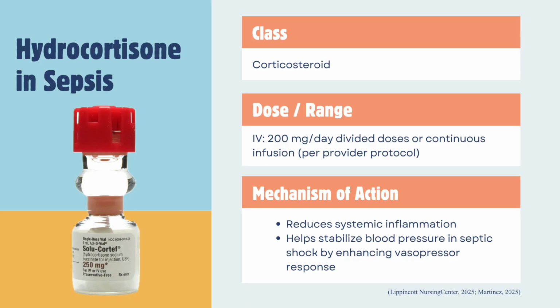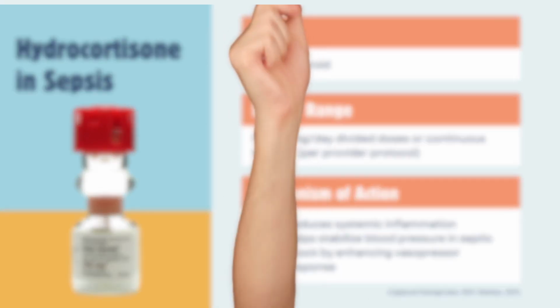Hydrocortisone is a corticosteroid that may be used in sepsis, particularly in cases of septic shock that are not responsive to fluids and vasopressors alone. It is typically administered intravenously at a total daily dose of around 200 milligrams, either in divided doses or as a continuous infusion, depending on provider protocol. Its mechanism of action involves reducing systemic inflammation and helping stabilize blood pressure by improving the body's response to vasopressors, which can support hemodynamic stability in septic shock.